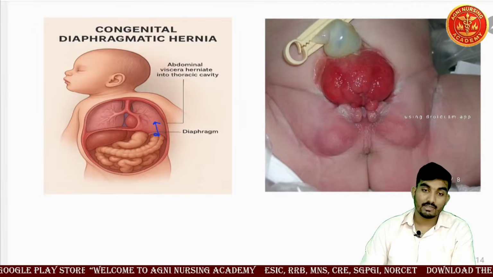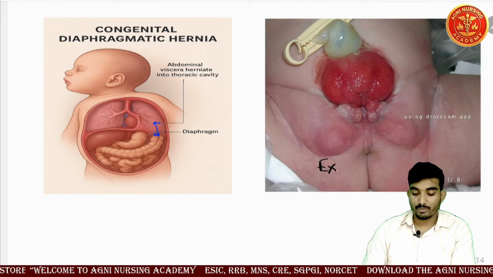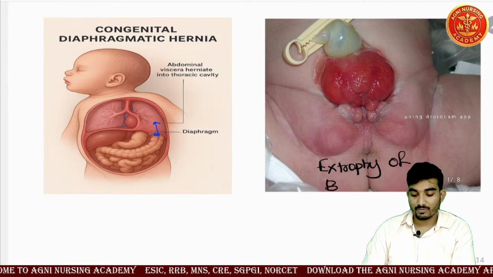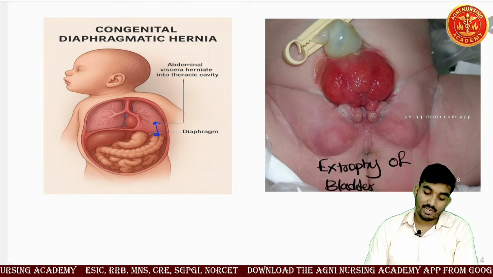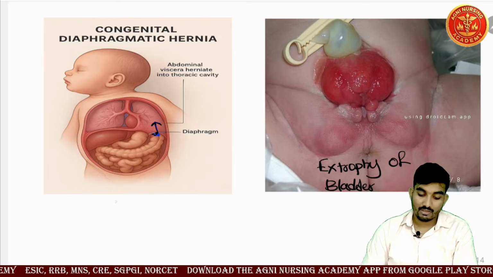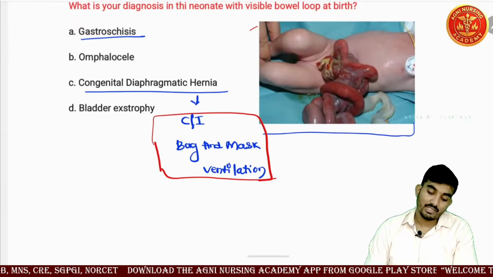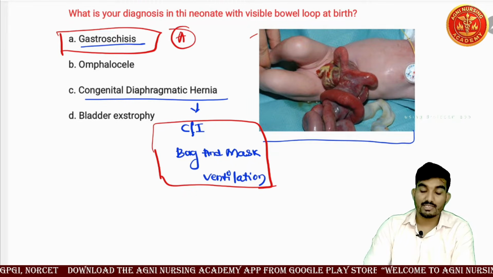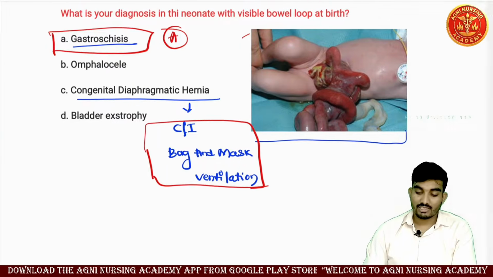See here, the bladder is protruded out. This is exstrophy of bladder. And see here, the abdominal viscera are herniated into the thoracic cavity. Observe, this is congenital diaphragmatic hernia. The correct answer for our question is option A, gastroschisis. Now we will go to the next question.